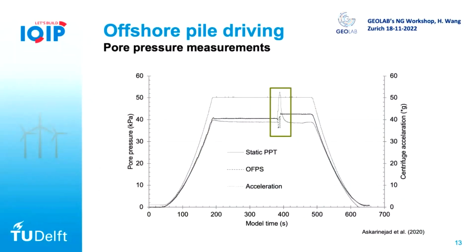And in between, when we start the hammering, it can also capture this dynamic change of the pore pressure. There is some difference between the static pore pressure and this optic fiber. This is mainly because you can imagine this whole pile penetration is really a dynamic response, so the response of the pore pressure at the interface is really fast.